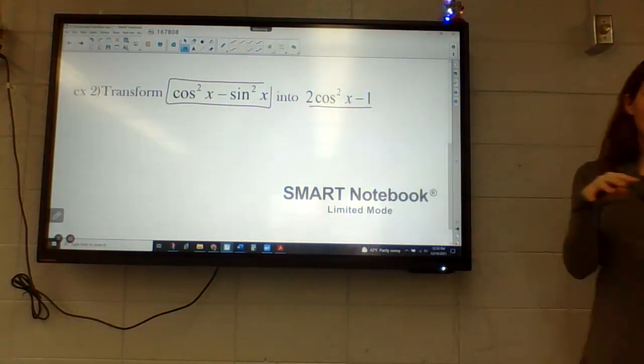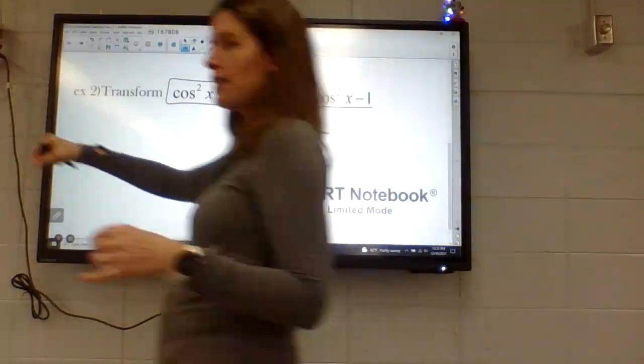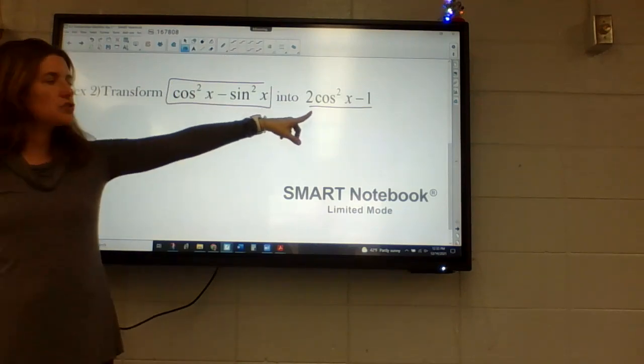I want to start with what's on the left. I want it to end up looking like what's on the right. Now again, knowing where I'm headed, being wise about our plan here, is I'm heading towards where I have 2 cosines. And right now I have a cosine and I have a sine. So this says 2 cosines.